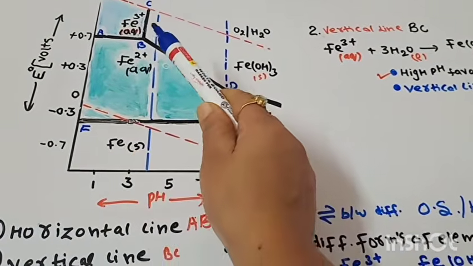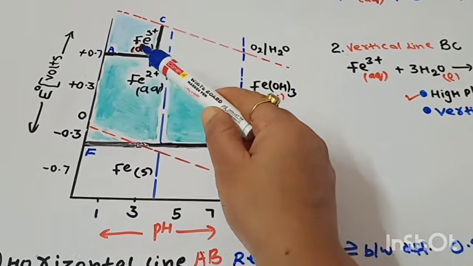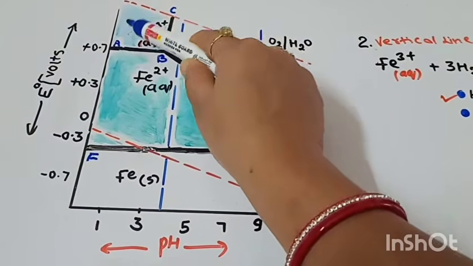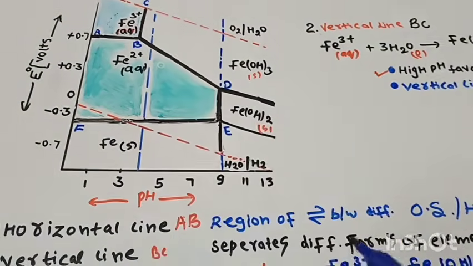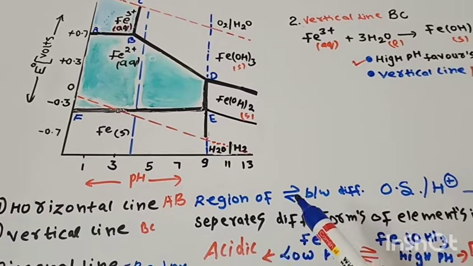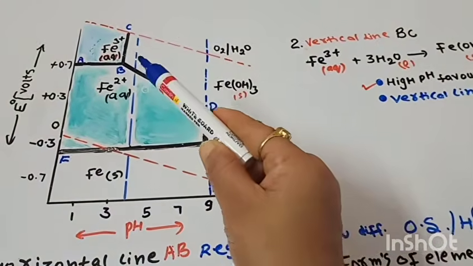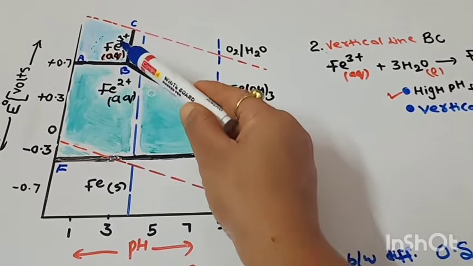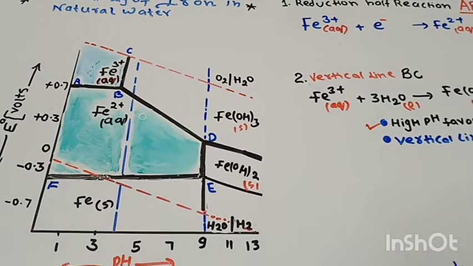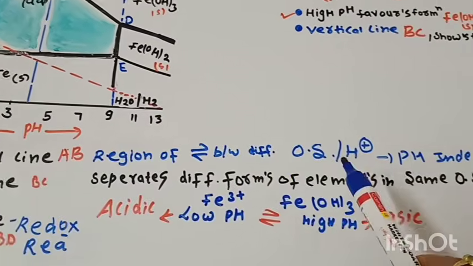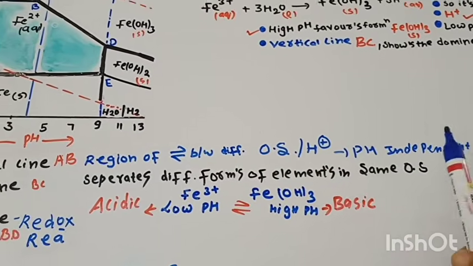Here you can see in this diagram our ferric ions are in contact with the ferrous ions. The ferric ion I represented with the blue shade, and here it is the green shade. So on this horizontal line, it is the region where the equilibrium exists between 2 different oxidation states. This is the 3+ oxidation state of iron, and this is the 2+ oxidation state of iron in the aqueous solution. We can also say that no H+ ions are involved here, so this is our pH independent region.